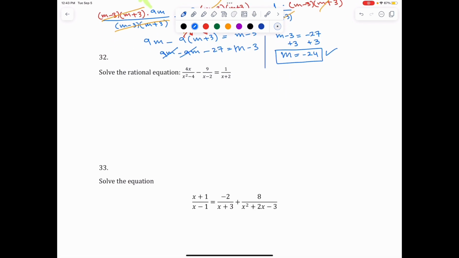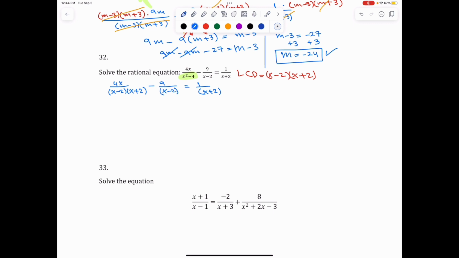Similar is number 30. So we need to factor the denominator here. First, 4x over x minus 2 times x plus 2 minus 9 over x minus 2 equals 1 over x plus 2. The least common denominator is x minus 2 times x plus 2. So I'm going to multiply by the least common denominator.